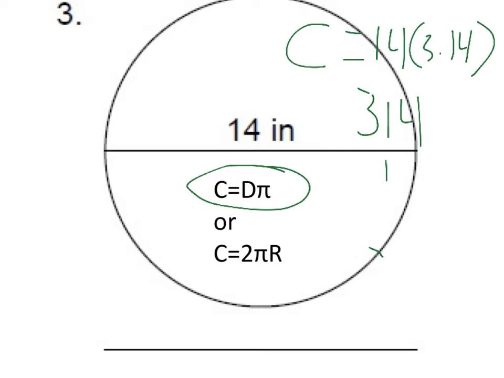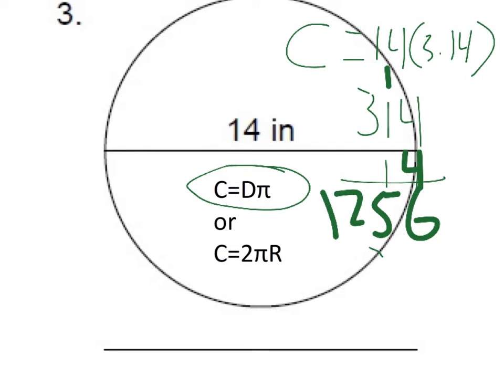314 times 14. That's going to give us, let's make the line a little bit thicker. 4 times 4 is 16. 6, carry the 1. 4 times 1 is 4, plus 1 is 5, and then 4 times 3 is 12. Add a 0, because now we're working in the 10 spot.